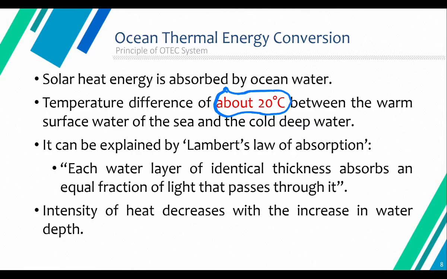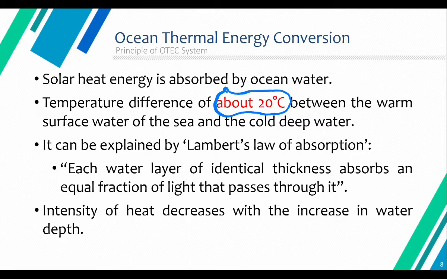It can be explained by Lambert's law of absorption. That is, each water layer of identical thickness absorbs an equal fraction of light that passes through it. So once it hits the surface, it will be strong enough, but as it goes inside, the temperature will go down. Sorry, the temperature difference between the open surface, that is the surface directly facing the sun, and the deeper inside should be around 20 degrees Celsius. Then only will we be able to maintain the electrical energy that we need.